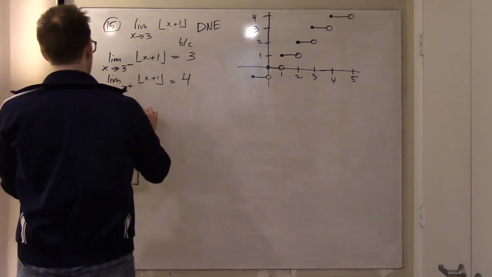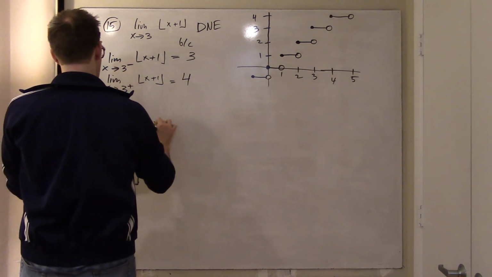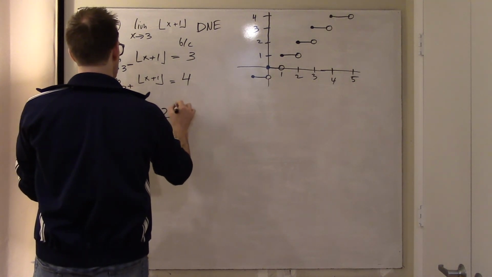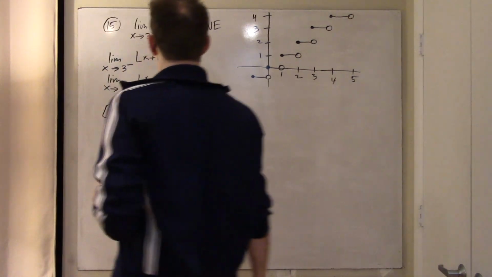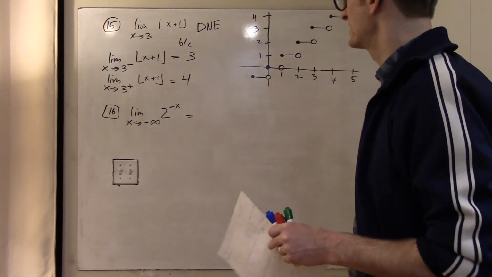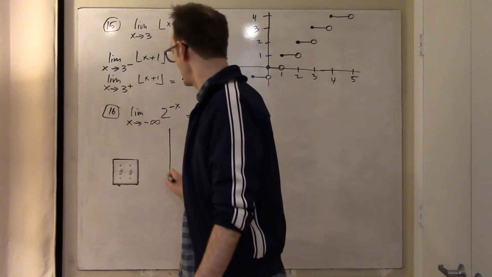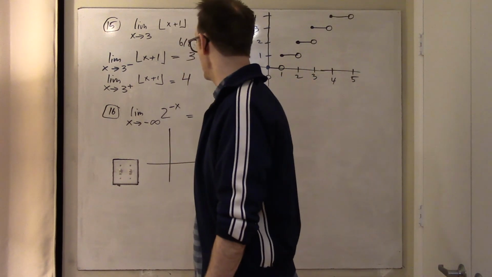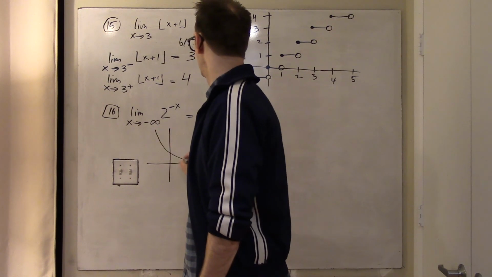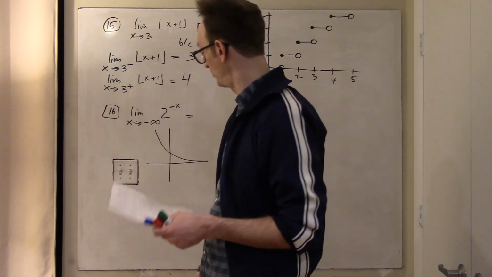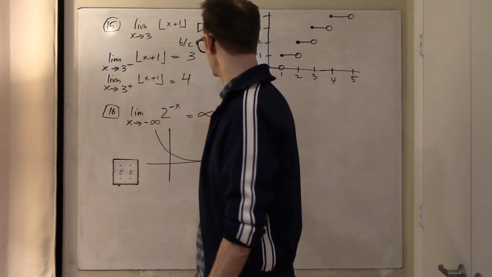16. The limit as x goes to negative infinity of 2 to the negative x. This is also just kind of a silly problem. Well, what does 2 to the negative x look like? It's a decaying exponential. It looks like that. And so, yeah, that's all I have to say. The answer to this is just infinity.